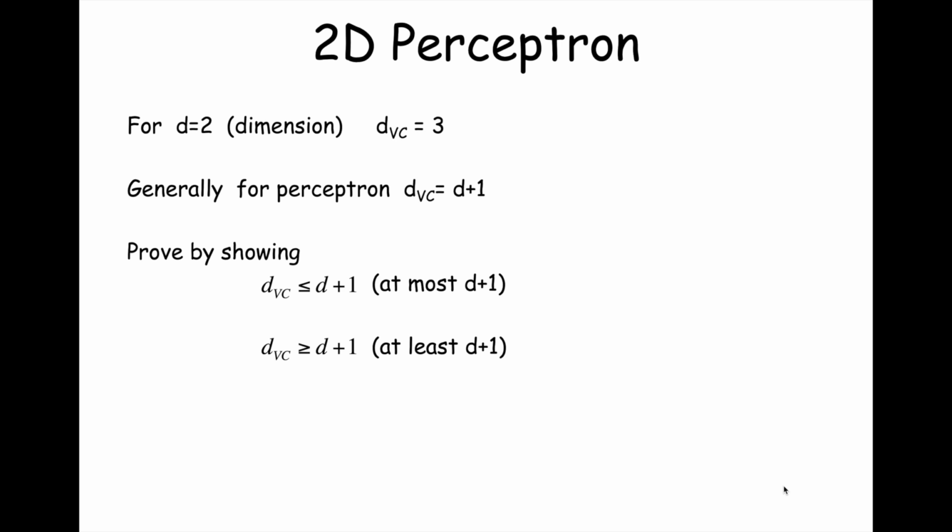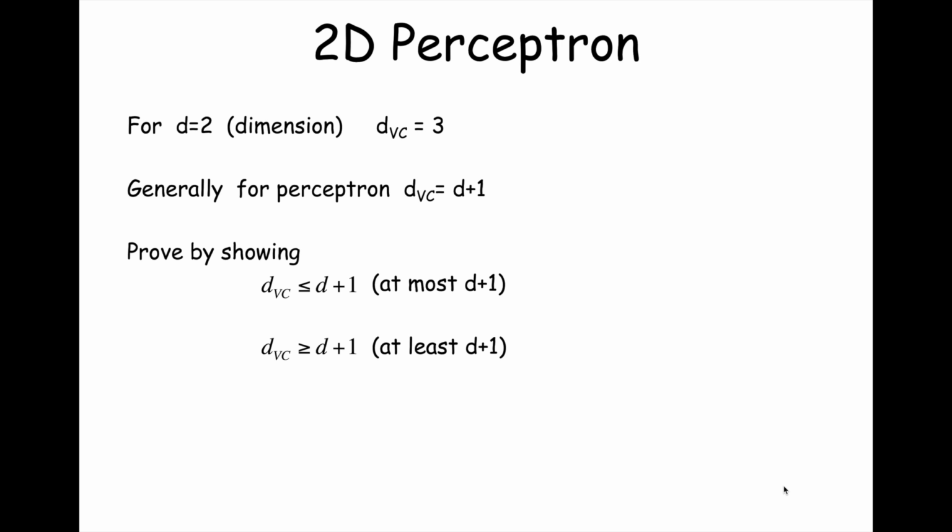Okay, but let's prove the general form of the perceptron. If we went to more than 2 dimensions, the general complexity for the perceptron in d dimensions is that the VC dimension is 1 more than the number of dimensions in the original input representation. So if we had a 4-dimensional perceptron, the VC dimension would be 5. Here we have a 2-dimensional perceptron. The VC dimension is 2 plus 1, which is 3, right?